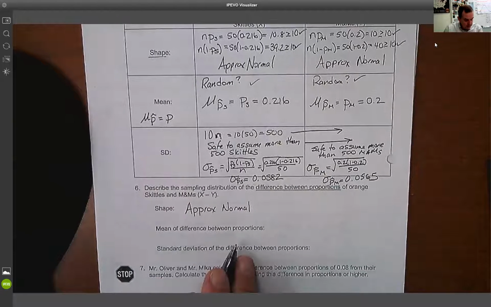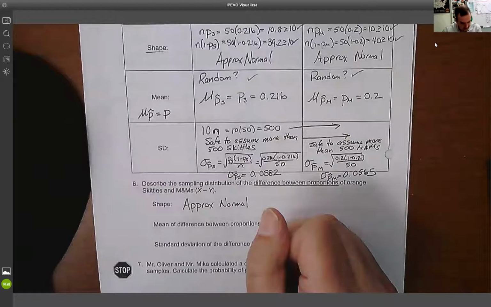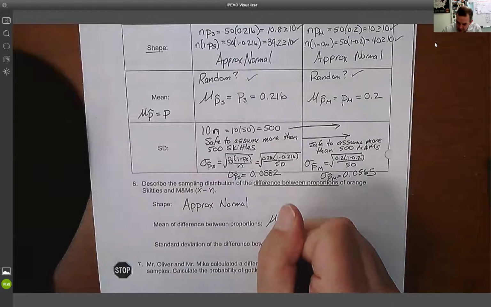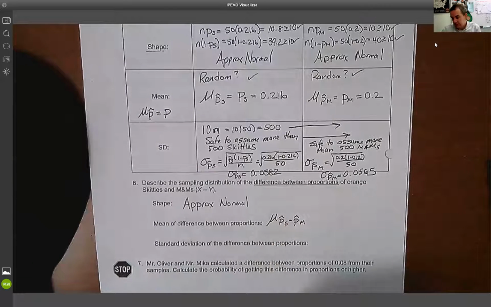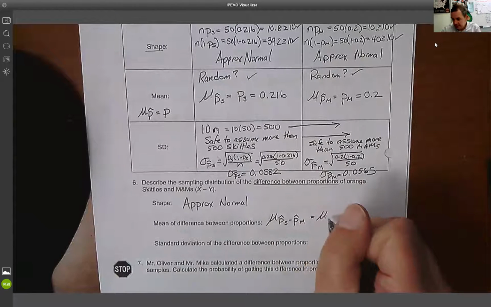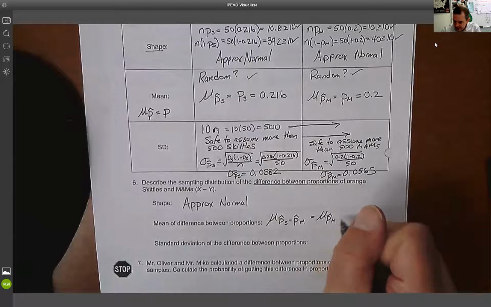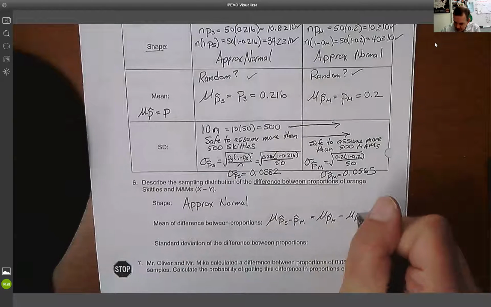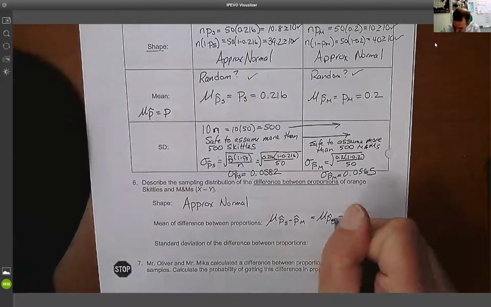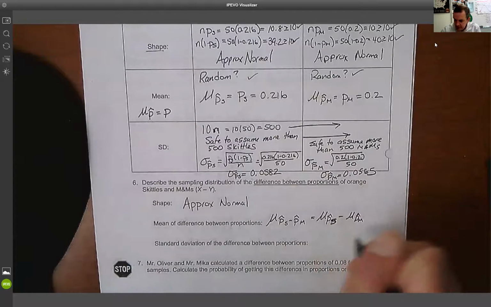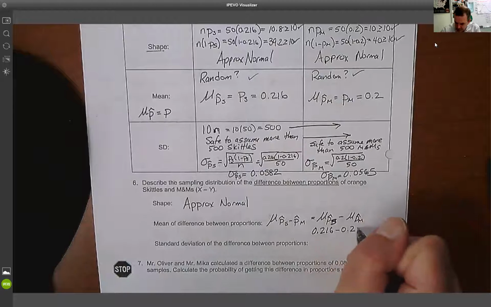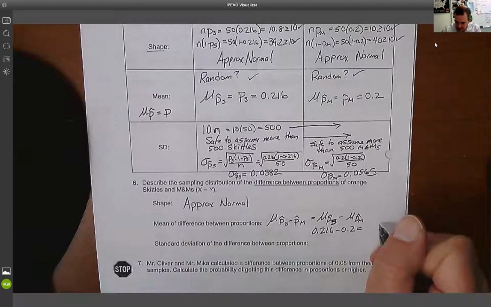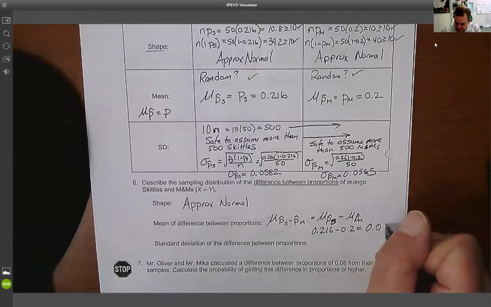What is the mean of their difference going to be? What is the mean of p-hat Skittles minus p-hat M&Ms? Well, according to the rules, we do what they say. We're going to take the mean of p-hat S minus the mean of p-hat M. So we're going to do 0.216 minus 0.2. So that tells me that the center here is going to be 0.016.